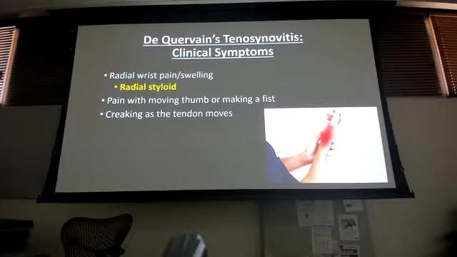Pain with moving the thumb or making a fist, and the tendon may actually creak. Okay, I've actually seen this and heard this. It creaks. The patient will say, "I hear it creaking." So just kind of a grinding, grating sensation of that tendon that's just moving. Okay, and again, going into what? Ulnar deviation. Okay, and making a fist. Okay, makes sense.